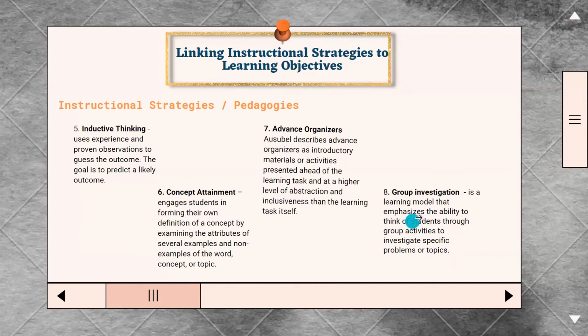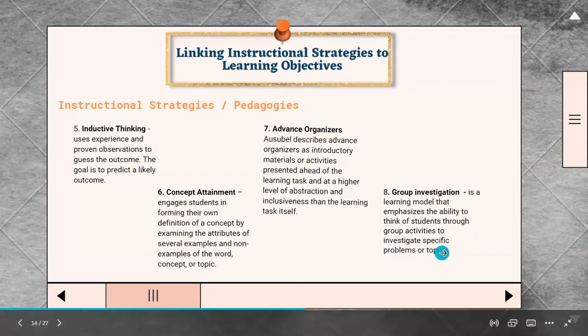Next is group investigation. From the word itself, group, it is a learning model that emphasizes the ability to think of students through group activities to investigate specific problems or topics.